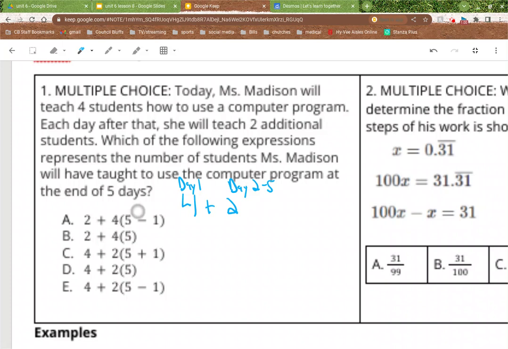So in this case, it's going to be 2 times 4 because days 2 through 5 is 4 days. So on day 1, she taught 4 students. On days 2, 3, 4, and 5, she taught 2 students a day for those 4 days. So which one matches up with this? It looks like it's going to be choice E because 5 minus 1 is 4 here. So number 1 is choice E.